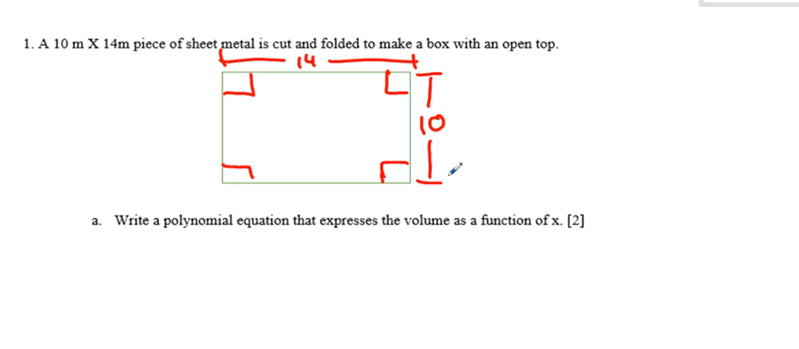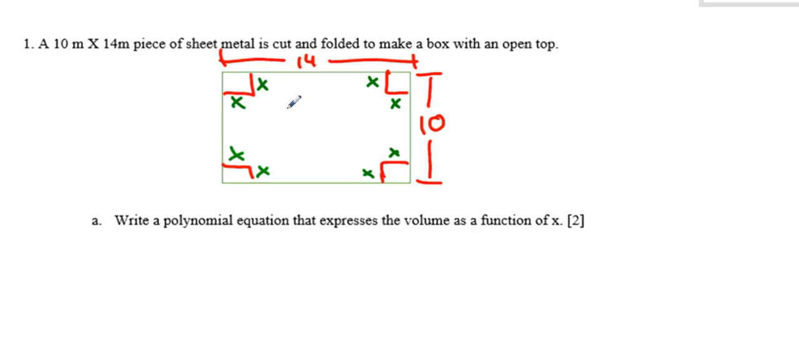Once you make these cuts, in order to make it a box, that needs to be the same amount cut from each side. These are going to be little squares cut out, and they all need to be equal. Otherwise, it's going to be a really weird looking box. It won't work. So you cut X from every single side.